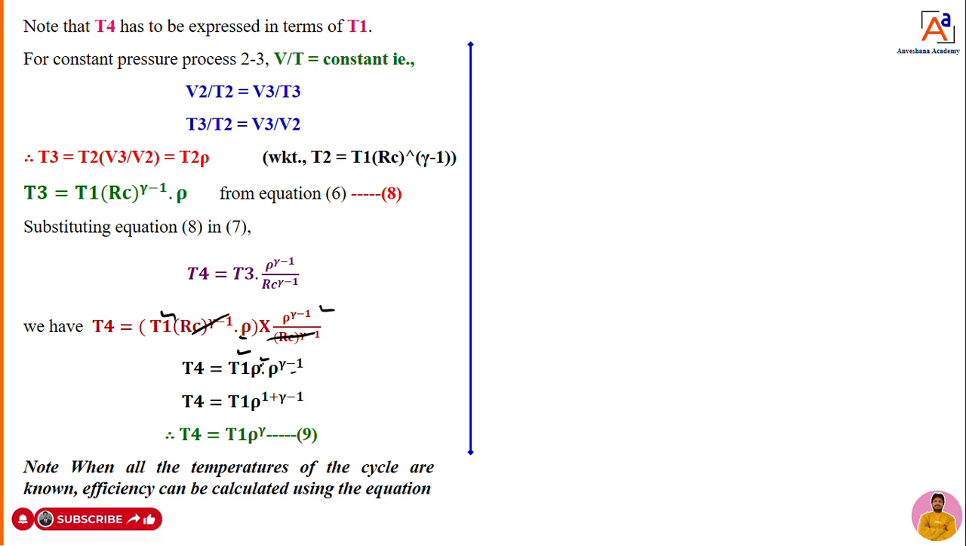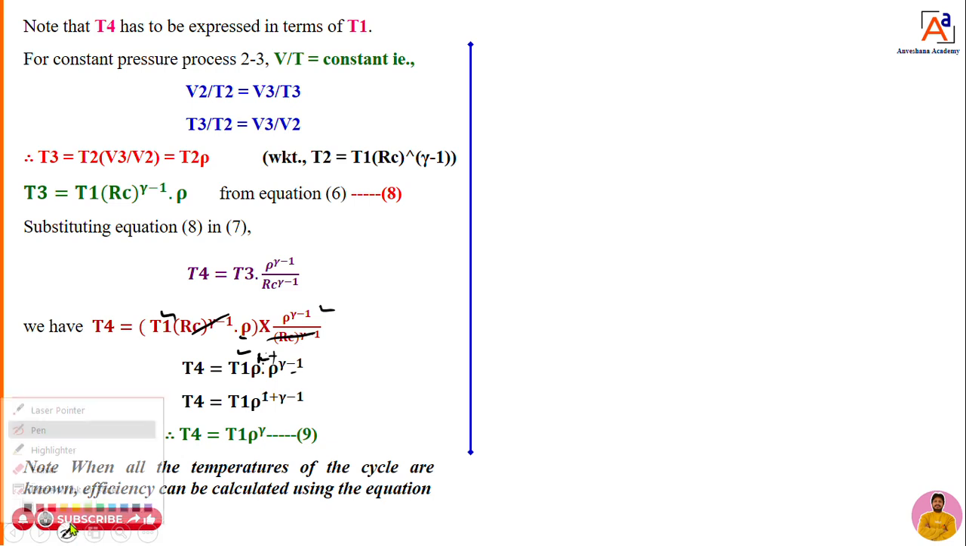So what we can do is this: rho by itself is nothing but rho to the power of 1. So the power of rho is 1 plus gamma minus 1. When the bases are both the same, we can add the powers. The power of this rho is 1, the power of this rho is gamma minus 1, and both I am going to add here now: 1 plus gamma minus 1.